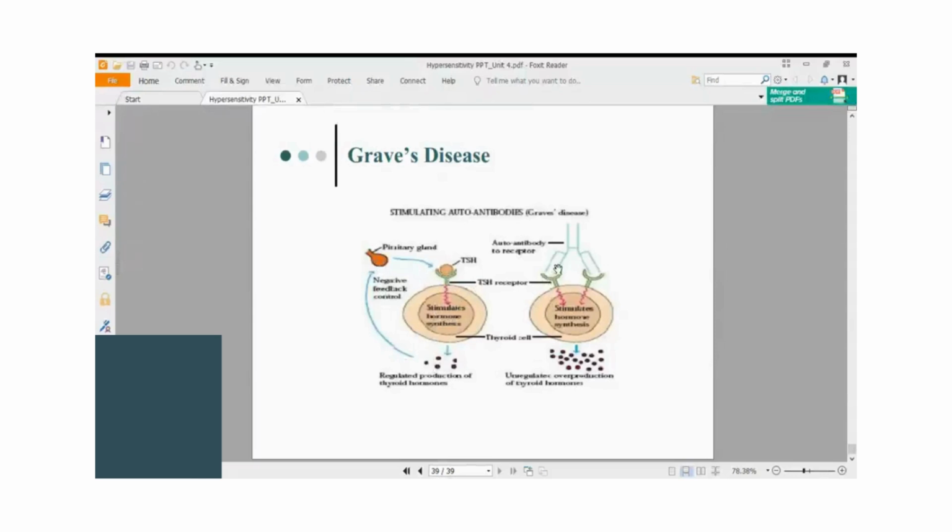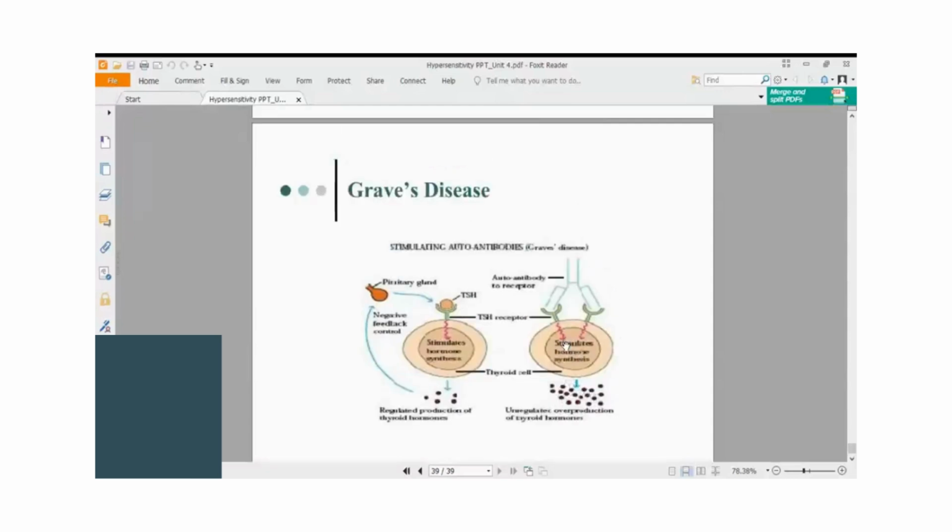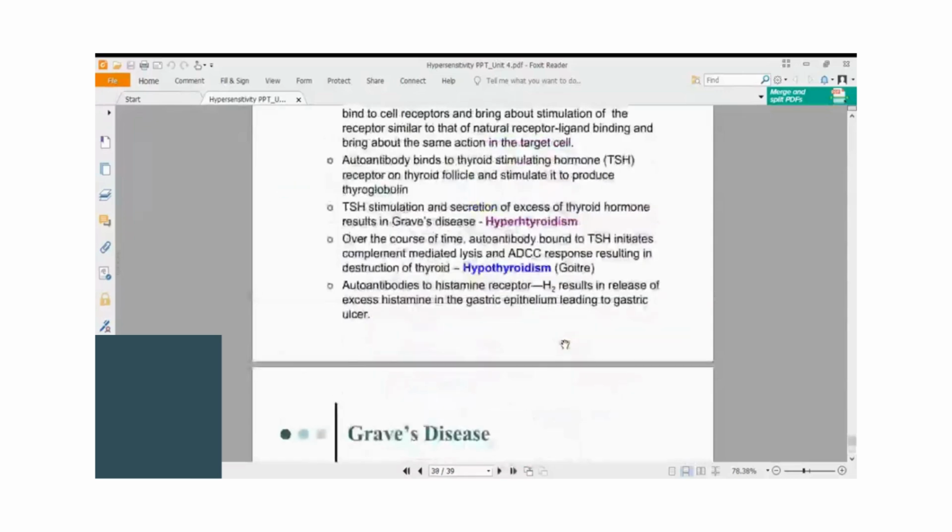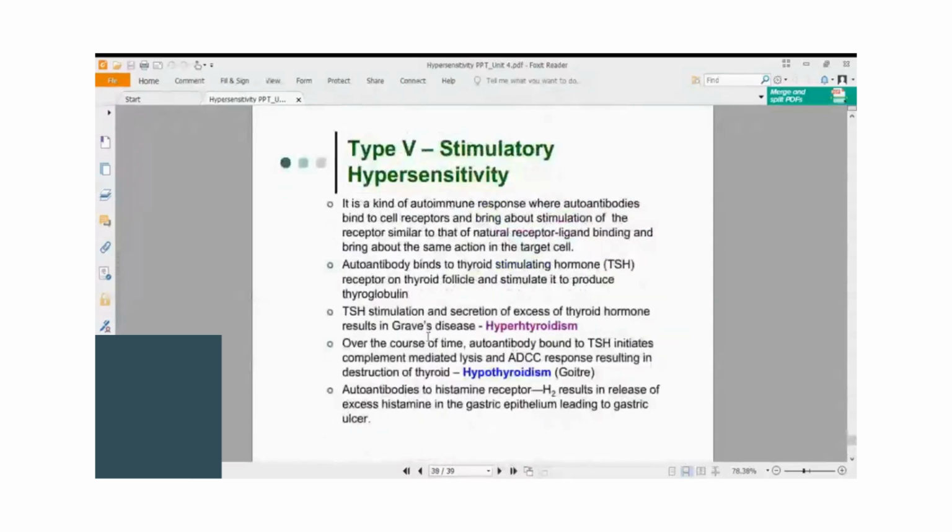when the antibody for the thyroid stimulating hormone receptor comes and binds, and it will continuously stimulate the thyroid follicle cells to produce excess thyroglobulin. The production of excess thyroid hormone is called Graves' disease, which is called hyperthyroidism. Hyper means excess, hyperthyroidism.